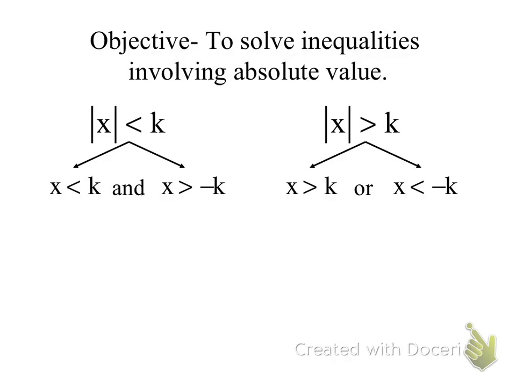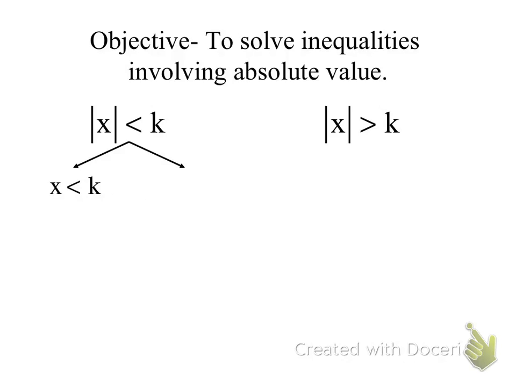All right, today we're solving inequalities involving absolute value. The first thing we're going to do with each of these statements is branch it into lose the absolute value, set it equal to the positive of k, and then set it equal to the opposite, the negative of k. And when we set it equal to the negative of k, notice it's the opposite sign. We have to flip that inequality.